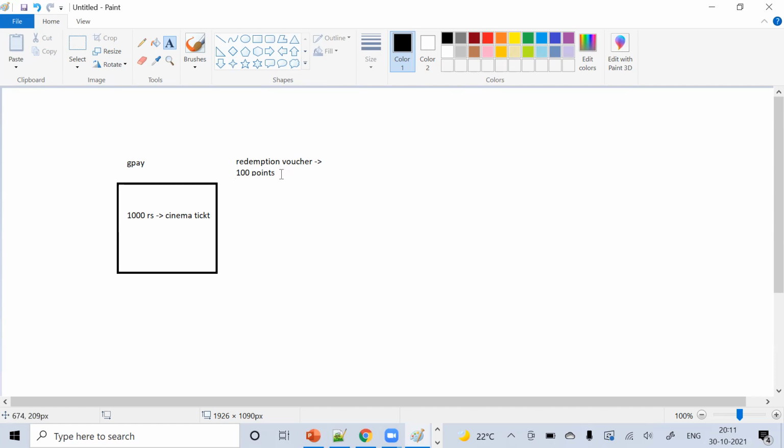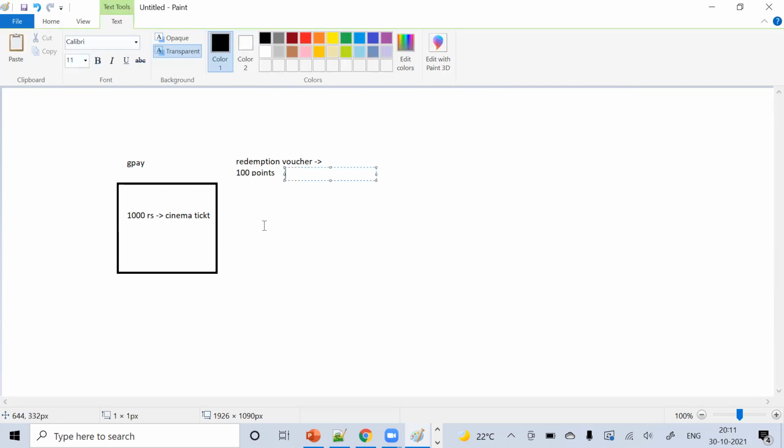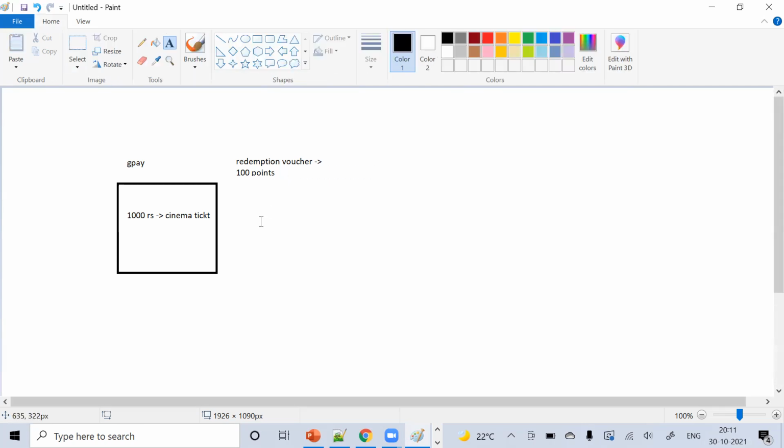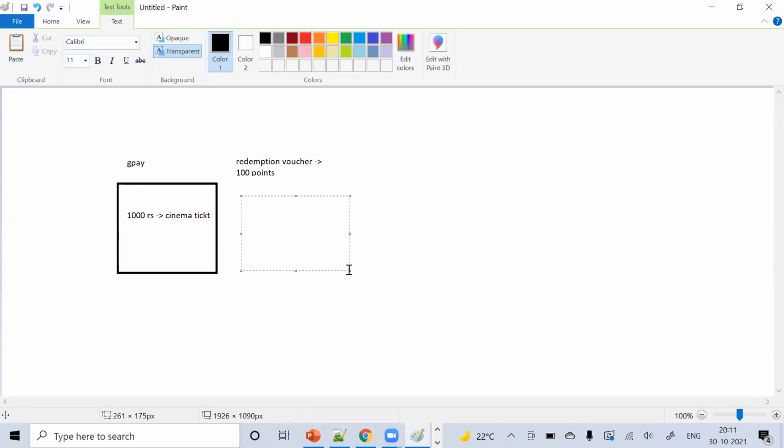Basically this 100 points is actually mapped to a certain amount of money, isn't it? It depends on Google Pay, what kind of mapping they have done. For example, for 100 points, they will say it means 50 rupees.